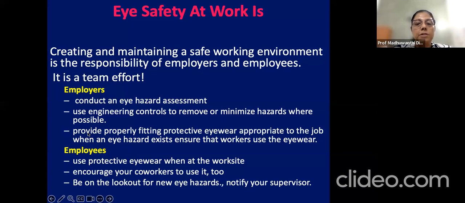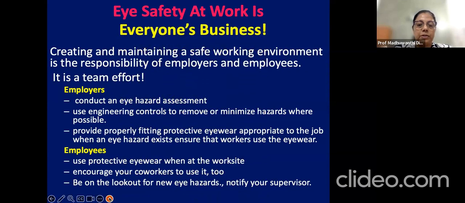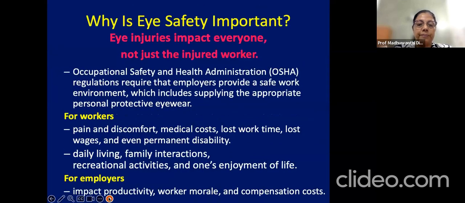Then what are the responsibilities of the employees? They have to use the protective eyewear given and encourage the other workers also to use them, and also be on the lookout for new eye hazards and notify the supervisor. So those are important things that need to be done. So it is everybody's responsibility.